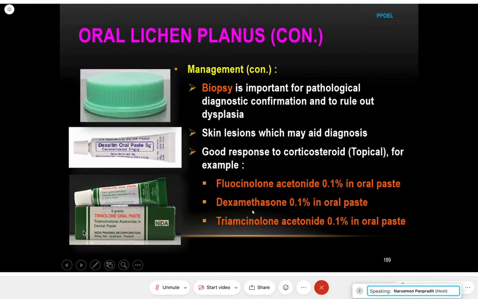The lower potency is dexamethasone 0.1% in oral paste, and the lowest potency is triamcinolone acetonide 0.1% oral paste. This triamcinolone is over the counter, so patients can buy it by themselves. This can also be bought by themselves, but fluocinolone acetonide is not a commercial product. This product is produced by Chulalongkorn University, the Faculty of Dentistry, so it must be ordered in and cannot be bought at pharmacies.